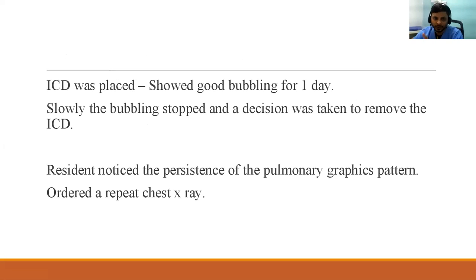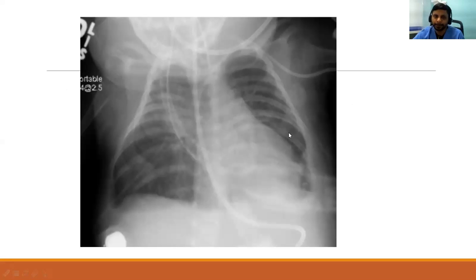However, one wonderful resident noticed that the pulmonary graphic still showed air trapping. So he took a decision to order a repeat chest X-ray before removing the ICD. He wanted to be very sure that the pneumothorax had completely resolved, because the graphics were still showing air trapping. The repeat X-ray showed something like this.